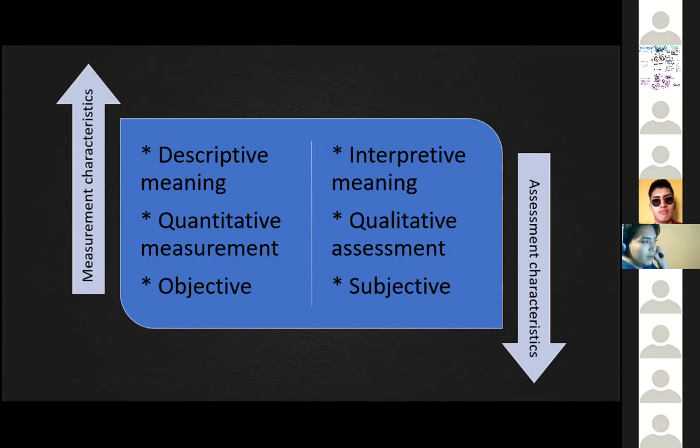So finally, we have the measurement characteristic, which is objective. It means that the measurement presents data without plus and minus. And for the assessment characteristics, we have subjective assessment, which provides information that an individual is determined by the condition of the judge. So that's all. Thanks.